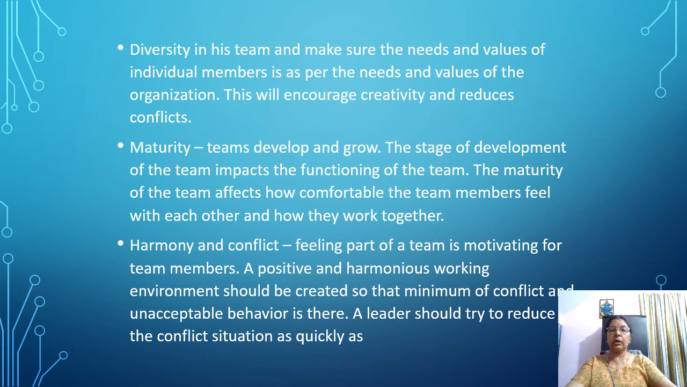Maturity of the teams is how the teams develop and grow. So which stage of development the team is in will affect how the team functions. The more mature the team, the more the team members have become comfortable working with each other, and they are cooperating well with each other, they are coordinating well with each other, and they are able to work efficiently and effectively to achieve the common goals of the team. So, harmony and conflict is something which can greatly affect team performance.